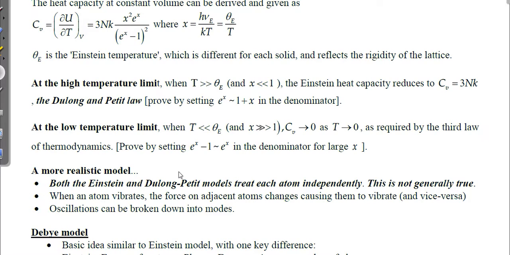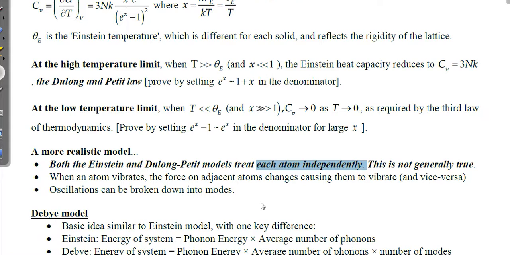So now let's see a more realistic model, what is expected from a more realistic model. Both Einstein and Dulong-Pettit models treat each atom independently. They treated each atom as not depending on each other, or not affecting each other. So this is not generally true, because when an atom vibrates, the force on the adjacent atom changes, causing it to vibrate. Okay, there will be an effect of vibration on the adjacent atom.